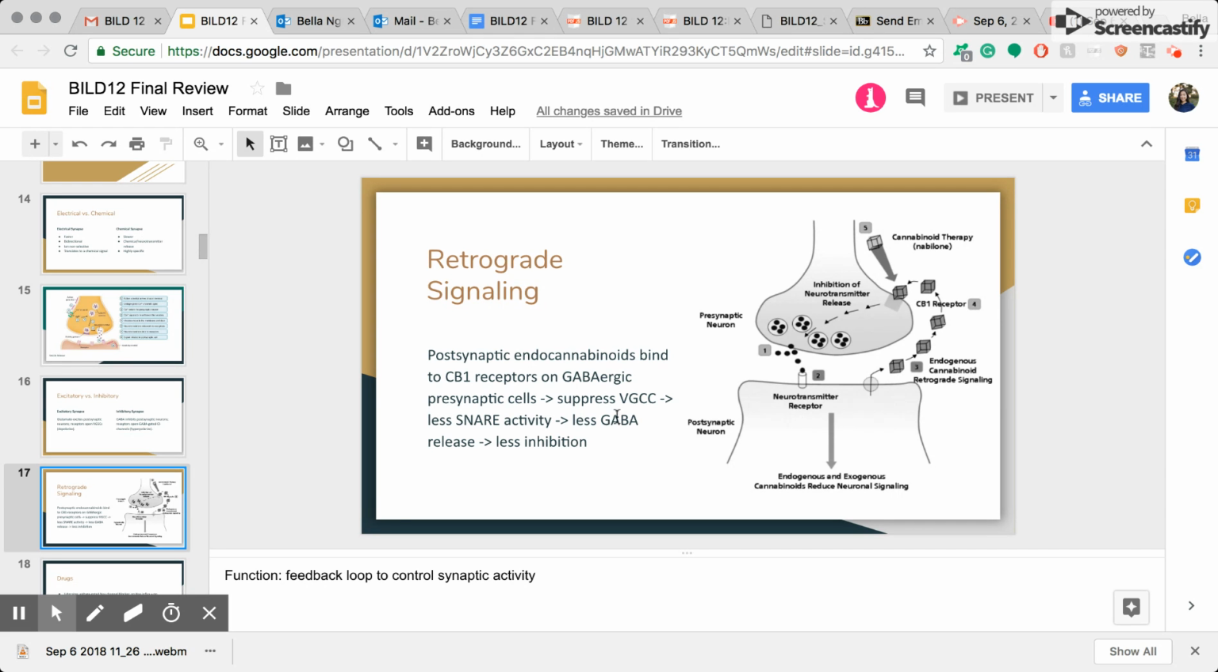And like I said, it's GABA specific. So if there's no GABA, and GABA is inhibitory, there's going to be less inhibition. So it will, in a sense, be excitatory. It's this feedback loop where you want it to keep going, you want it to not have so much inhibition. But the main takeaway from this is that you are able to send signals backwards, from postsynaptic to presynaptic.